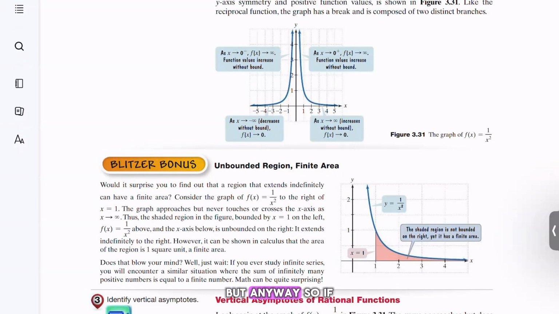But anyway, if you look at the graph of 1 over x squared, the shaded region in the figure is bounded by x equals 1 on the left, f of x equals 1 over x squared, and the x-axis, and is unbounded on the right. It extends indefinitely to the right, but in calculus, the area of that region is 1 square unit, which is a finite area. Don't ask me to try to remember how to calculate that. I don't even remember.